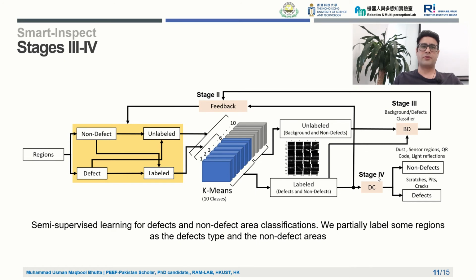And at the end, in stage 4, a random forest is utilized. So we basically split it into defect and non-defect. It's a 6-class defect classifier. So this is how we basically do semi-supervised learning for defect and non-defect regions.